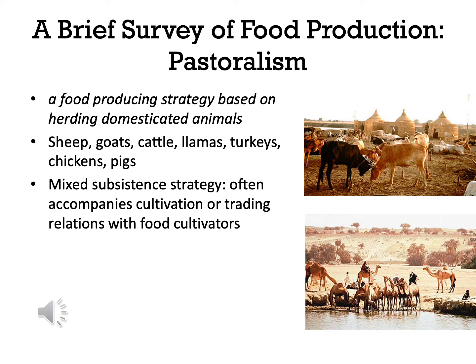So it is also generally a mixed subsistence strategy, meaning that it often accompanies cultivation or trading relations with food cultivators. On this page, the top image shows cattle herders from the Sudan, and the bottom shows camel herders from Libya. Pastoralists generally move with their herds, and many are nomadic. I work with Tuareg of northern Mali, and historically they were nomadic, moving across the Sahara Desert with their camels, goats, and sheep to find pasturage.